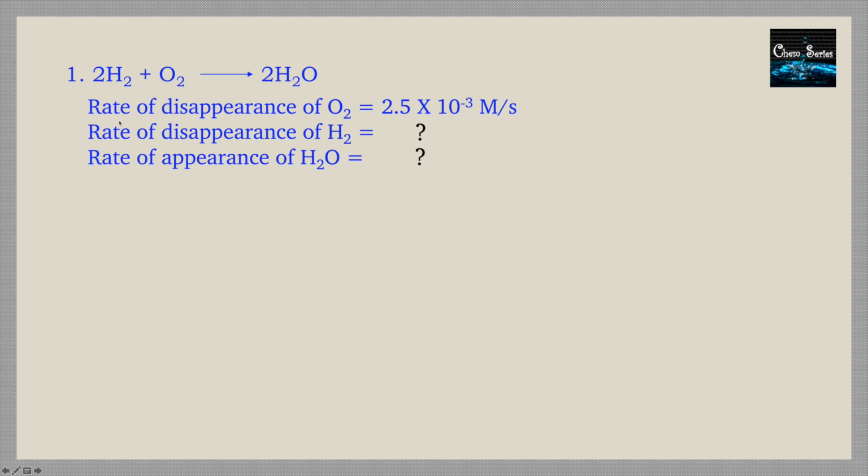So here they have given the rate of disappearance of O2 to be 2.5 into 10 power minus 3 molar concentration per second. And they have asked us the rate of disappearance of H2 and rate of appearance of H2O. So this is the formula of rate of disappearance of O2, H2 and rate of appearance of H2O. That is minus dO2 by dt and minus dH2 by dt, and rate of appearance of H2O is dH2O by dt. And how to write this I have already taught in my lecture video.